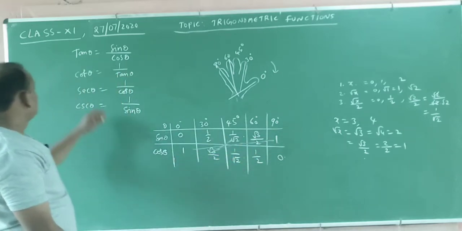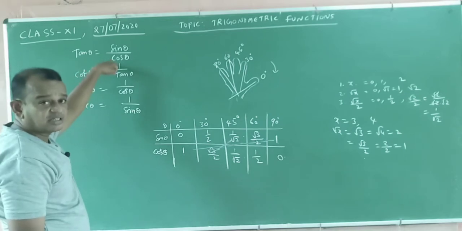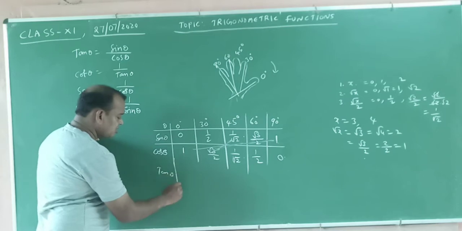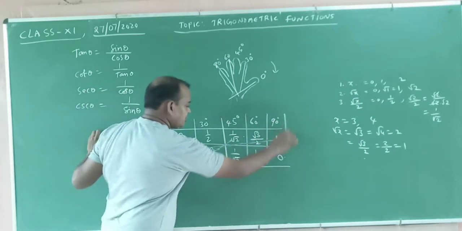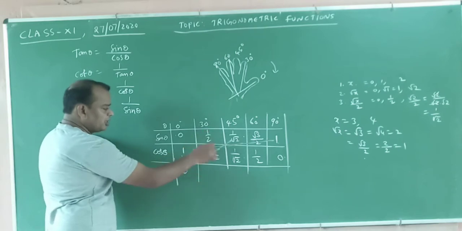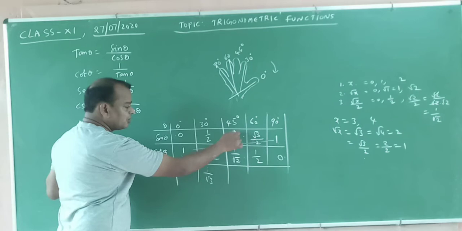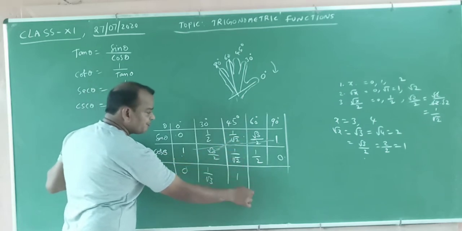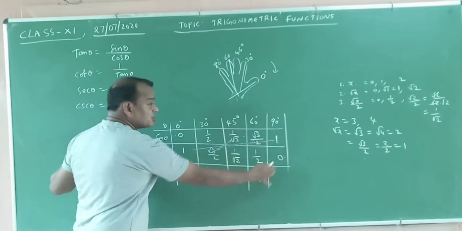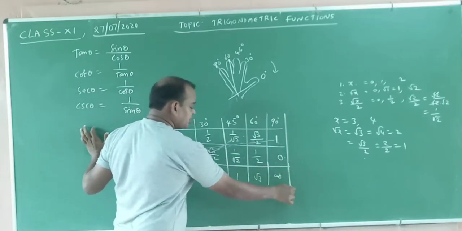Now the tan theta formula is sin by cos, sin theta by cos theta. Now tan theta, what is the formula? Sin theta by cos theta, this one by this one. 0 by 1 means 0, 1 by 2 by root 3 by 2 means 1 by root 3. Next 1 by root 2 by 1 by root 2 means 1, root 3 by 2 by 1 by 2 means root 3, 1 by 0, something by 0 is not defined, not defined means you write infinity.